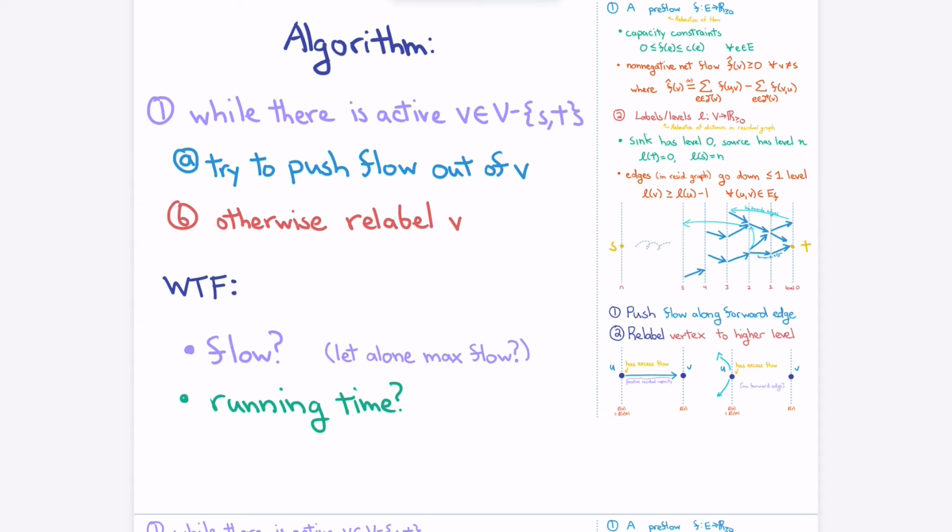An active vertex is any vertex with positive flow besides the source and sink, which you don't really count.